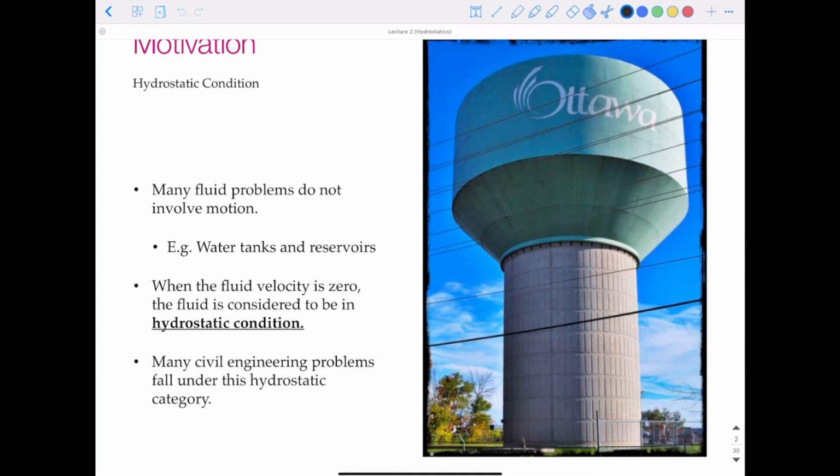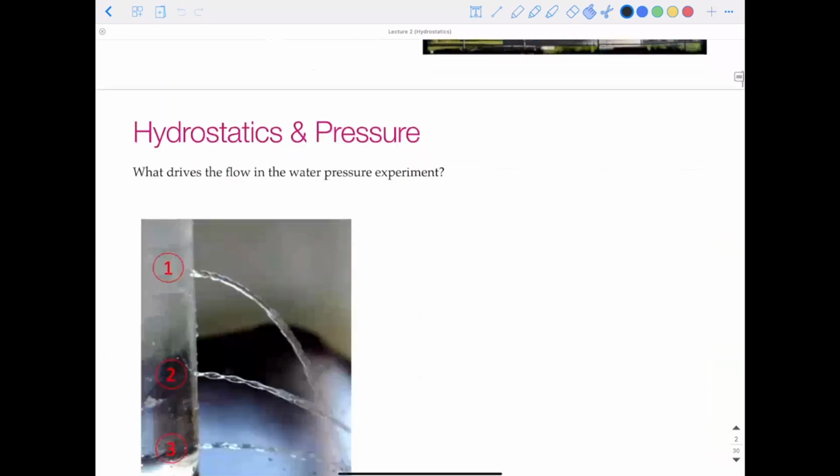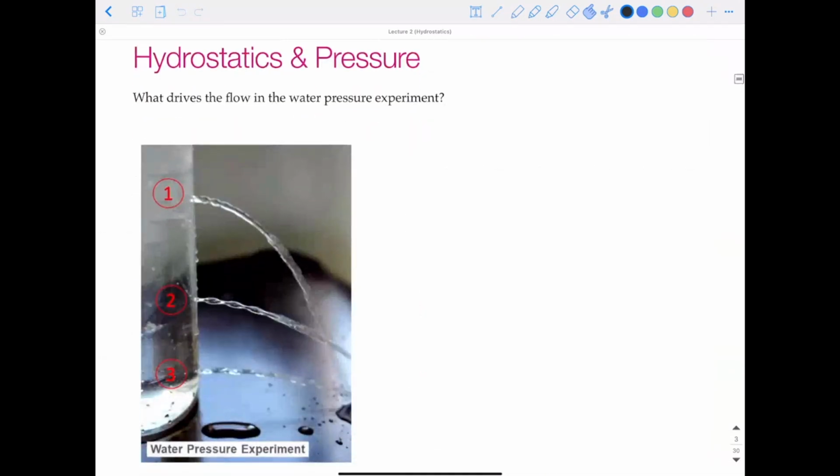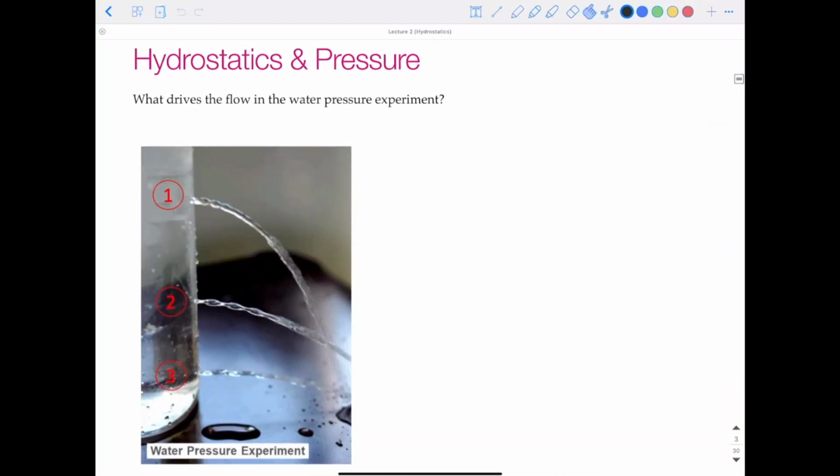An example here, just the water tower is essentially static and there's no motion, and there are forces associated with this that we need to solve for, different elevations, there's different pressures. Although it seems kind of simple, it can be a more involved problem than we think. So when a fluid has a zero velocity, we consider it to be in the hydrostatic condition. So hydrostatics is related to pressure.